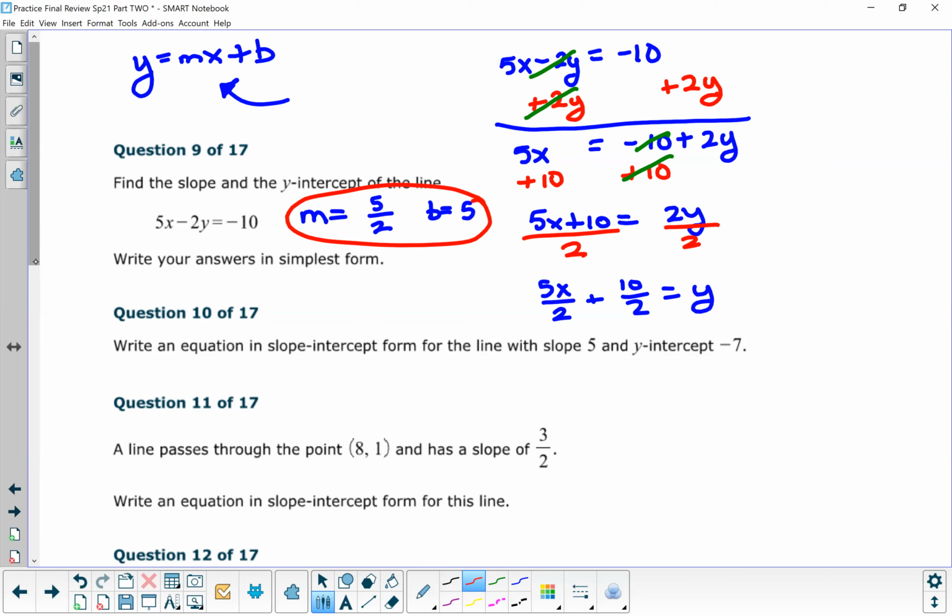All right, question 10. Write an equation in slope-intercept form for the line with slope 5 and y-intercept -7. So again, remember, y equals mx plus b is our general form. I'm going to just substitute: the slope is 5, so 5x, and then the y-intercept is -7, so minus 7.